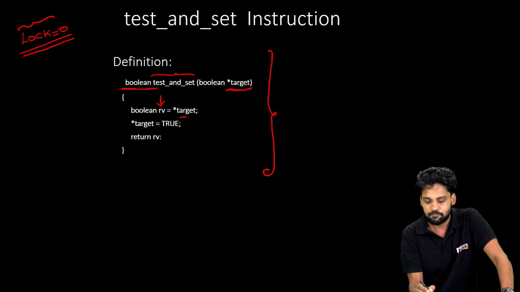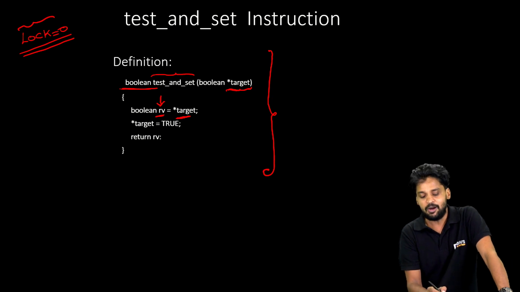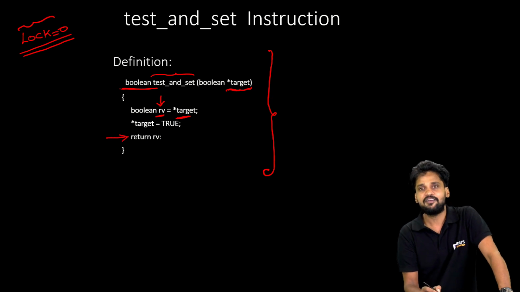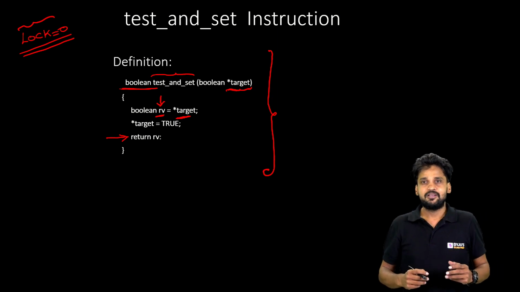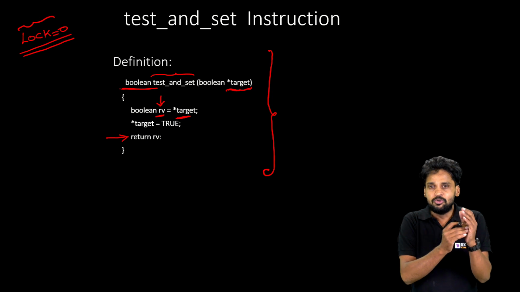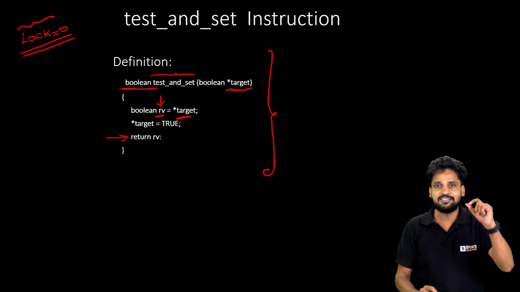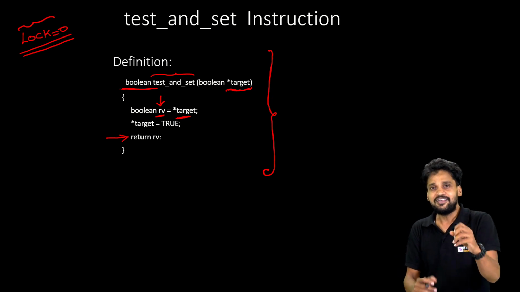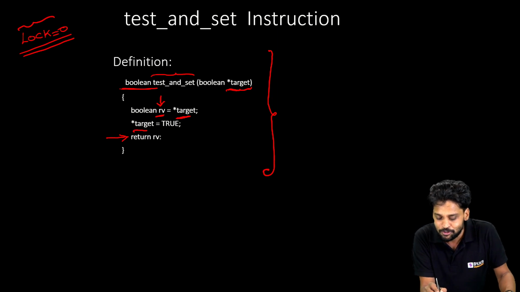Now look at the definition of the function, in which *target, which is the actual value of the lock, will be passed to a local variable which is called RV. Now RV is equal to 0. Finally, we are going to return RV out of the function. That means that every time this lock is called, this lock will be passed to a local variable called RV, and finally the function returns RV. So whenever you call this specific function, the function is going to return the actual value of the lock by the time it is called. Meanwhile, this lock will be set to true.